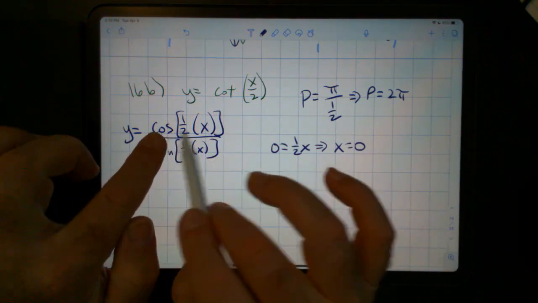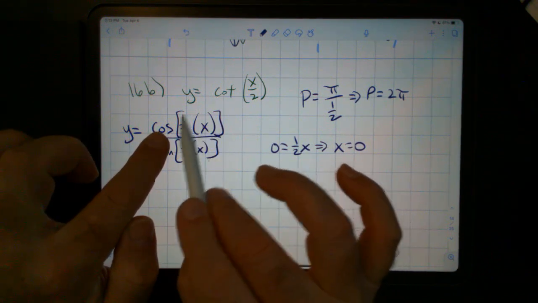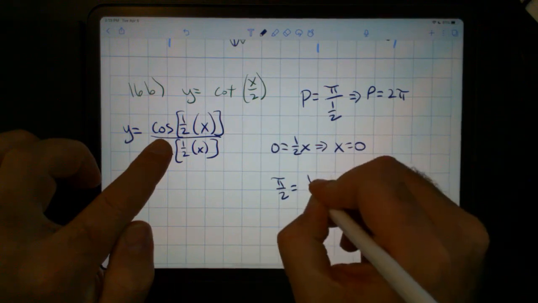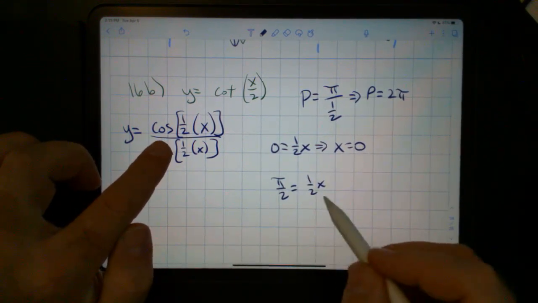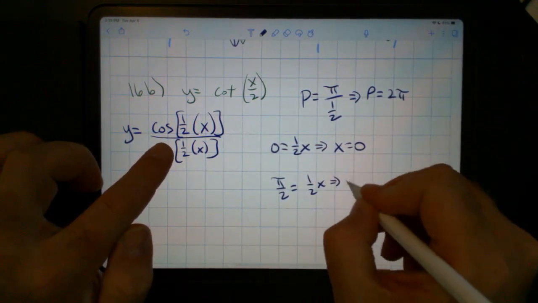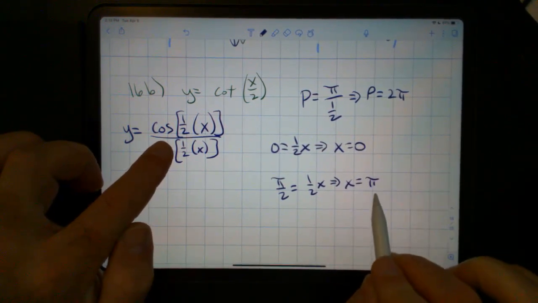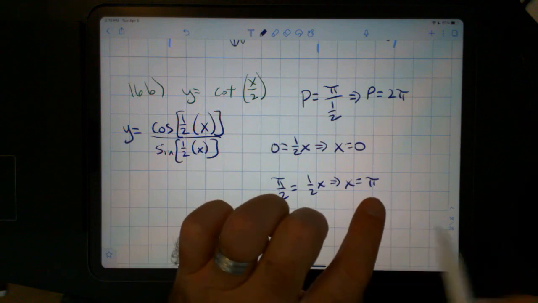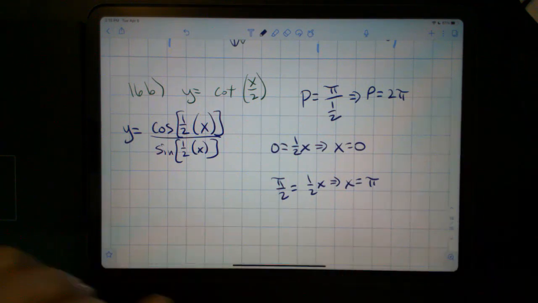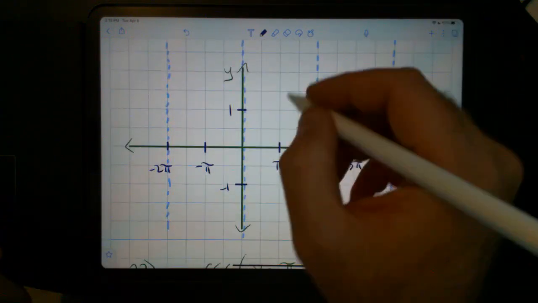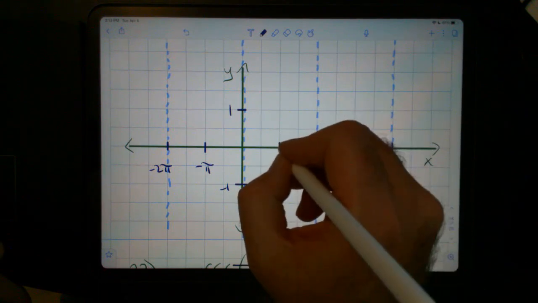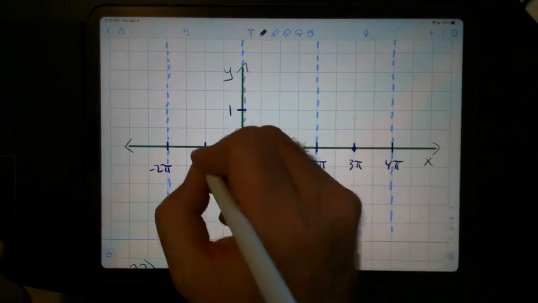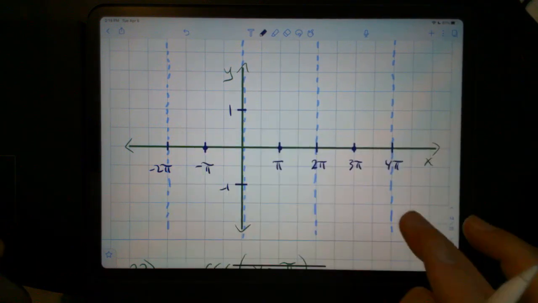So we want the numerator to be 0. That's cosine of pi over 2. So let's set this pi over 2 is equal to 1/2 of x. Multiply everything by 2, and this implies that x equals pi is where the graph crosses the horizontal axis. X equals pi, and our period is 2 pi. So it's going to cross here.